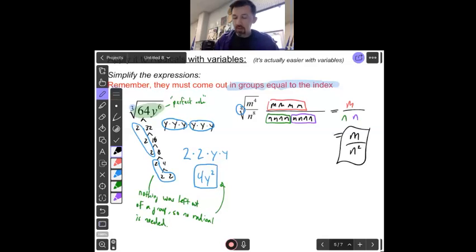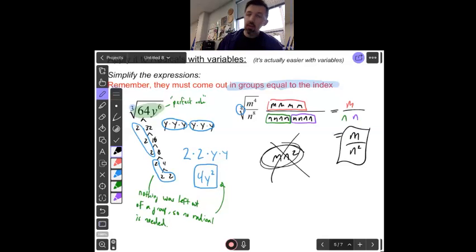I don't know, every year I've had students that push the n to the top for whatever reason. They write mn squared, and I really don't know why. It's a fraction. Why is it not staying a fraction? Every year I have multiple students that do that, and I don't understand that mistake. So don't do that. Okay.